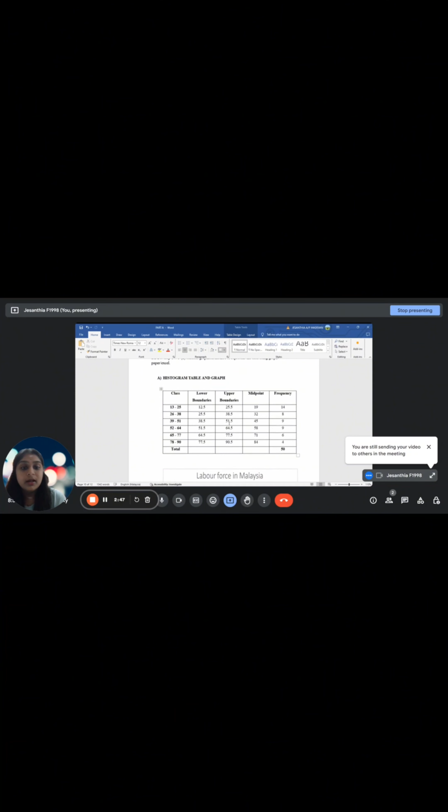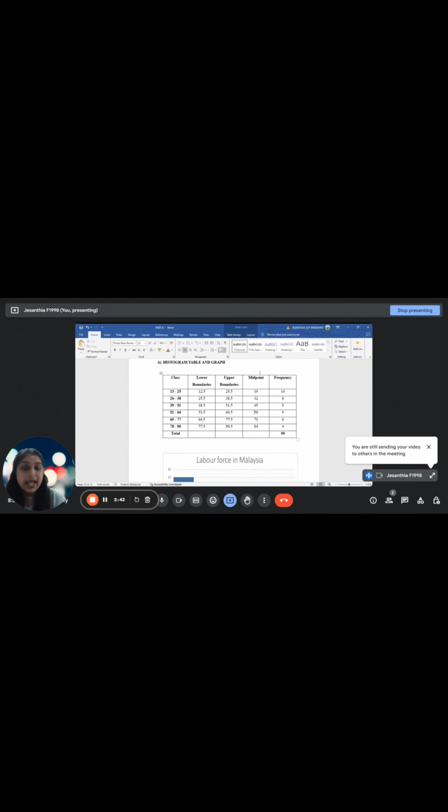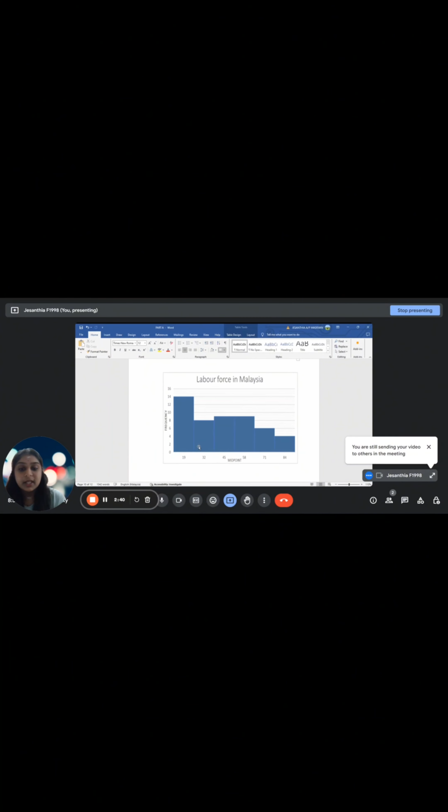So, midpoint will be x, frequency will be y. After that, we can draw the histogram. This is the outcome for the histogram.